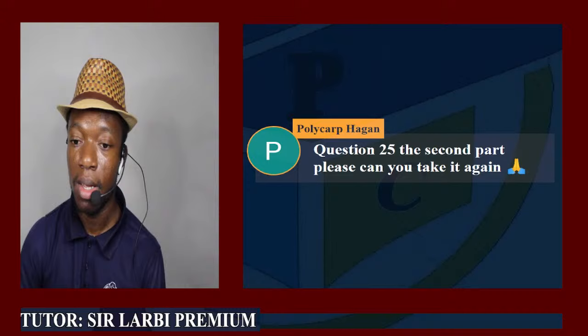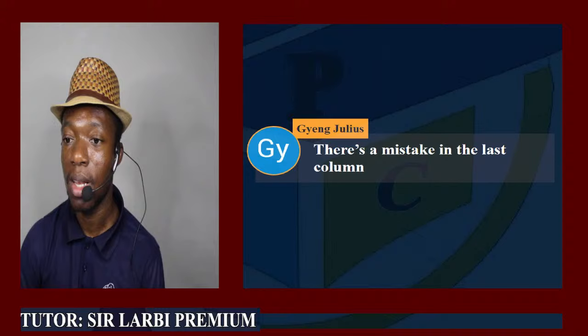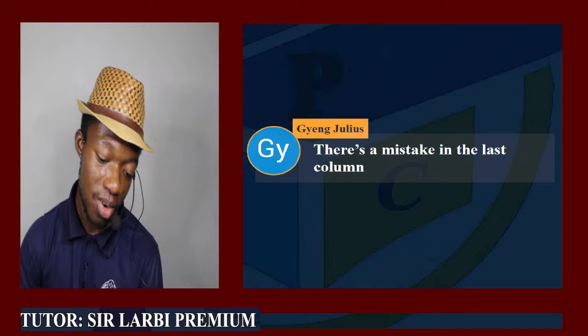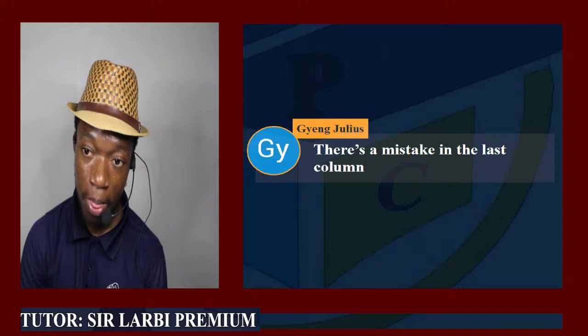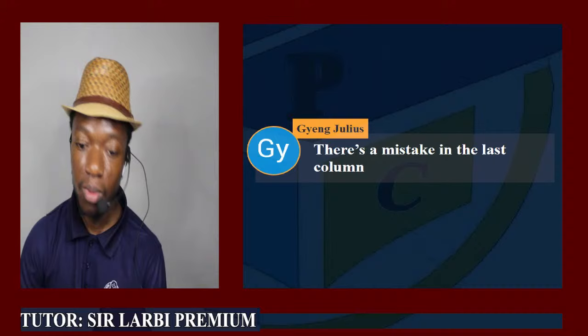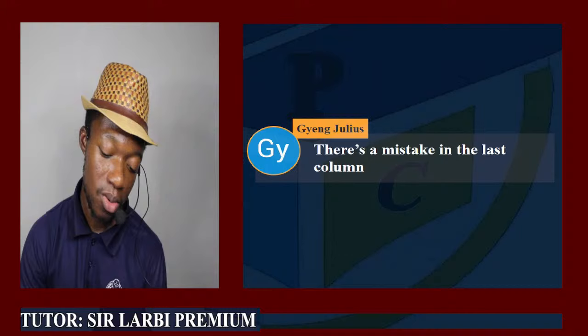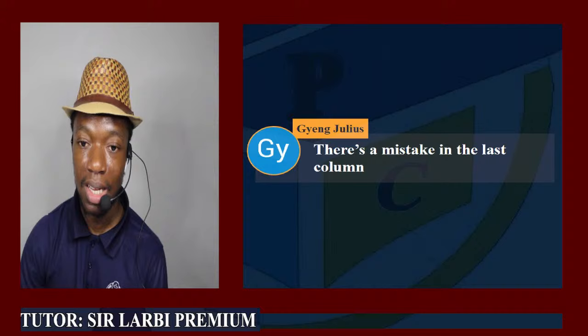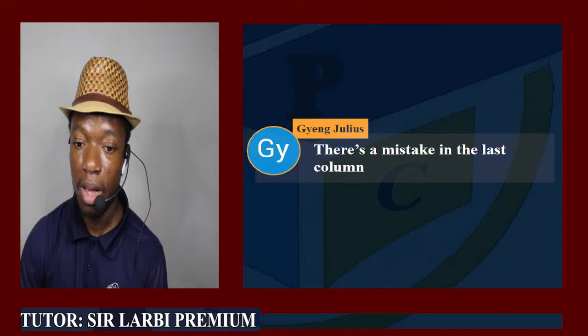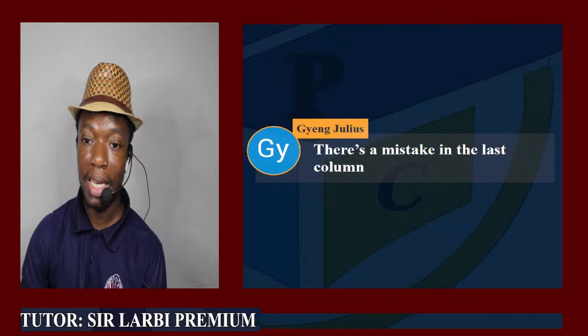And then Julius is saying that there is a mistake in the last column. Which mistake in which question are you talking about? Which column are you talking about? You can check and drop in the question for us so that we can see where you are saying there's a mistake so we can correct it. But I don't think there should be a mistake in there. Based on half of it, there shouldn't be any mistake. So you can check and let's see where you think there is a mistake so that we can push it from there. All right, so that is the whole idea we are trying to explain here.